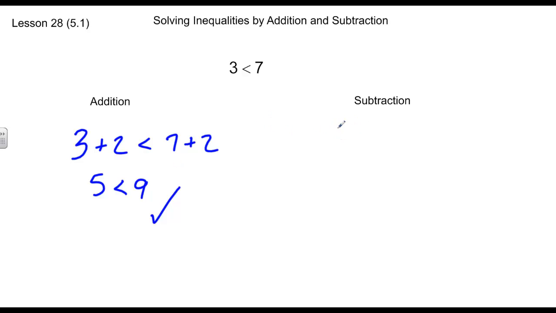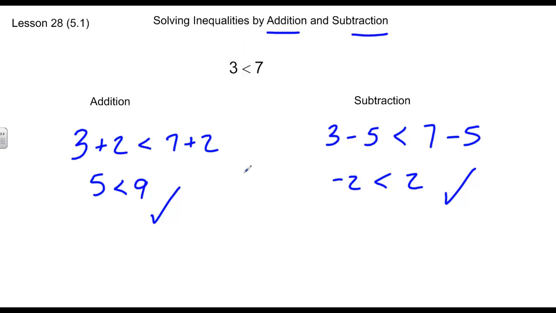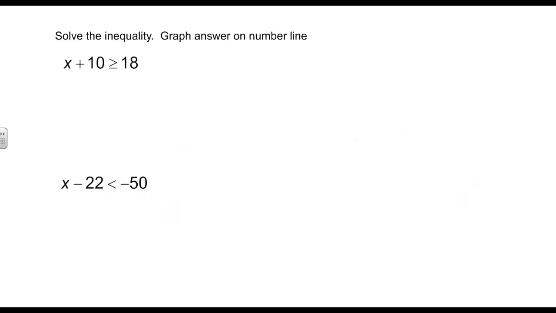Let's see if subtraction works. I'm going to take 3 and subtract 5 and see if that's less than 7 subtracting 5. So we end up with negative 2 is less than 2. That's also a true statement. So both addition and subtraction must hold under inequalities. So what that says is we can add or subtract the same thing to either side of an inequality and still end up with a true statement. So now let's go ahead and solve a couple of inequalities.